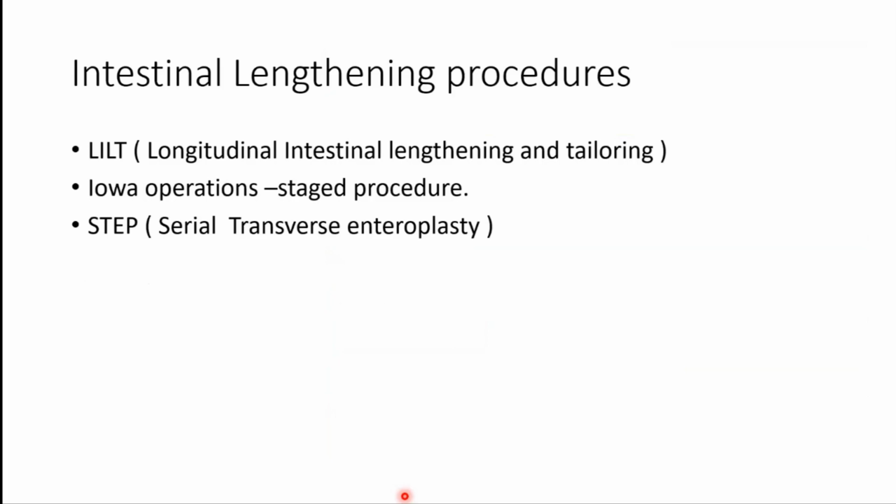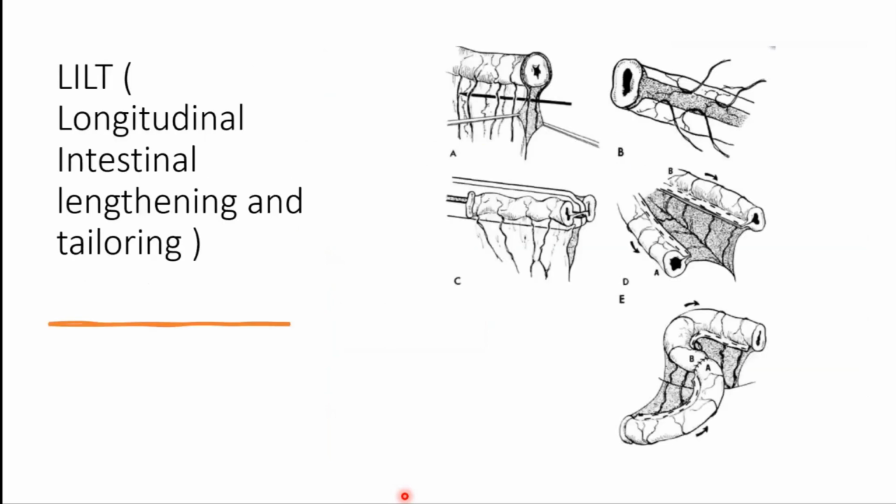Although short bowel syndrome requires prolonged TPN, there are a few lengthening procedures which can be done. Next slide, please. In longitudinal intestinal lengthening and tailoring, we divide the mesentery in between, and then we divide the bowel from in between the mesentery. The same mesentery will supply, and then we anastomose these two halves of the bowel to each other to lengthen the intestine.